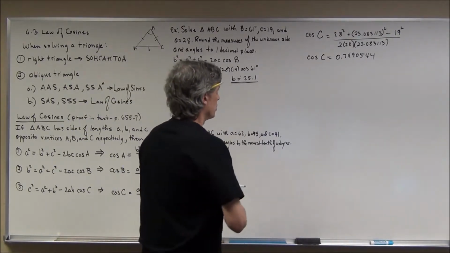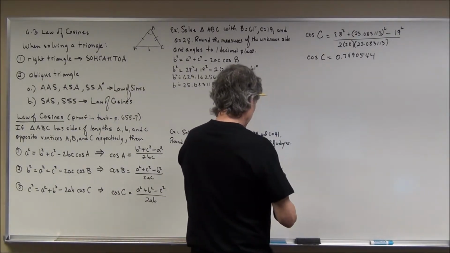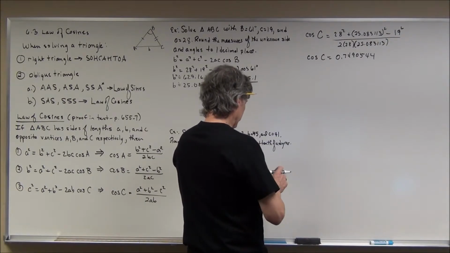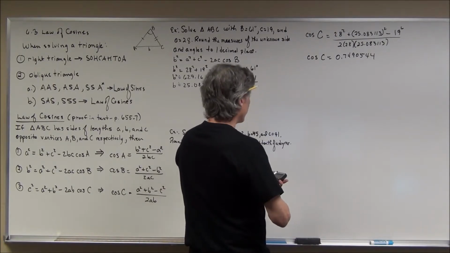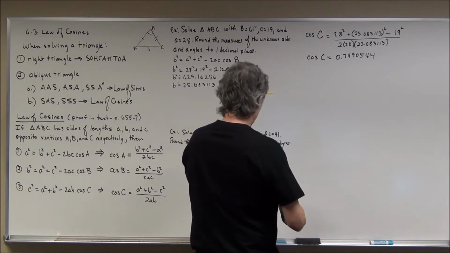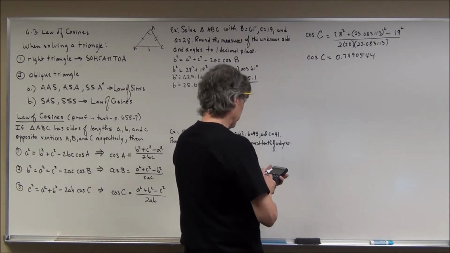This is the advantage. So now I'm going to hit the inverse cosine, I hope. Inverse cosine of 0.7490544, and that should be enough to give me, oh, did I forget the parenthesis?